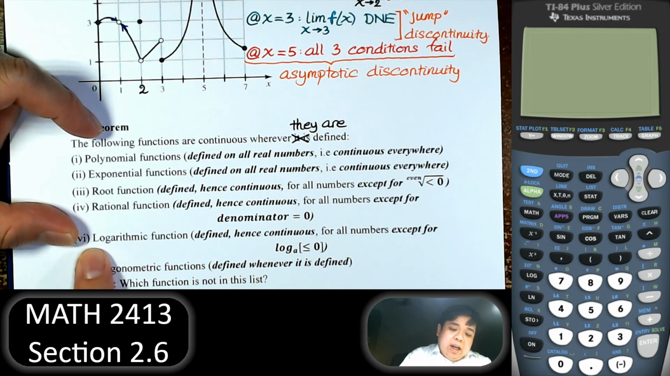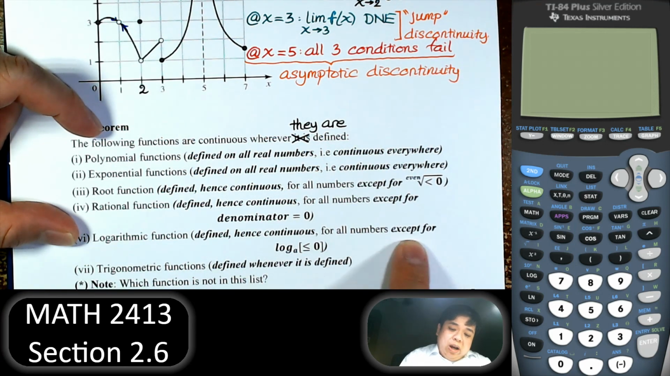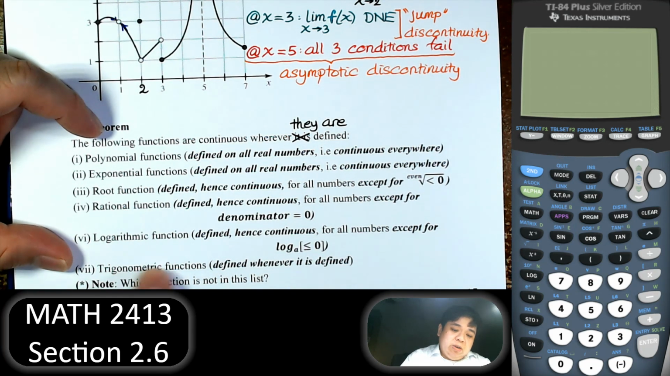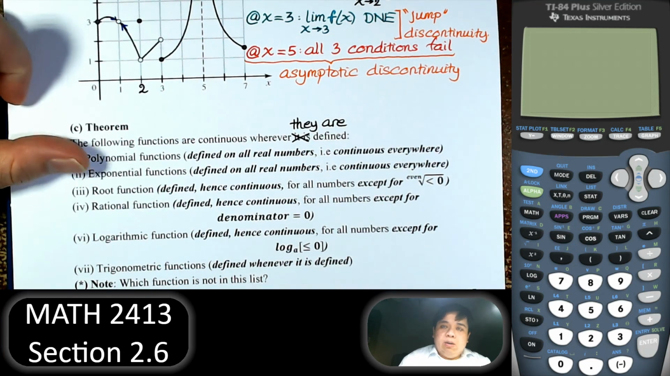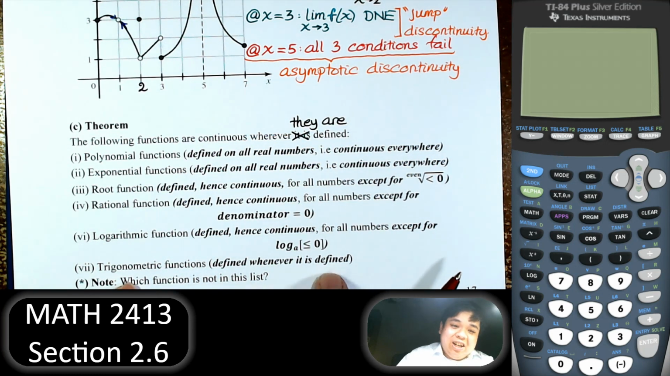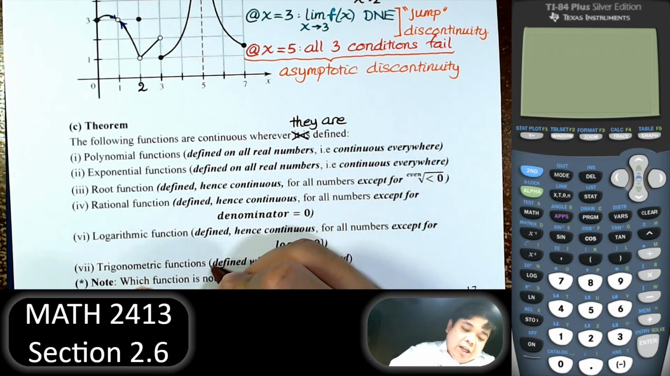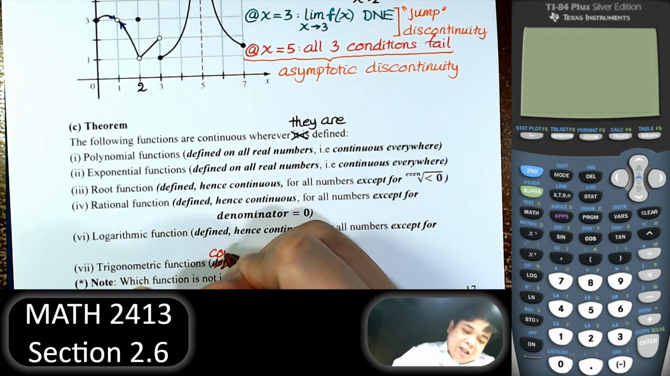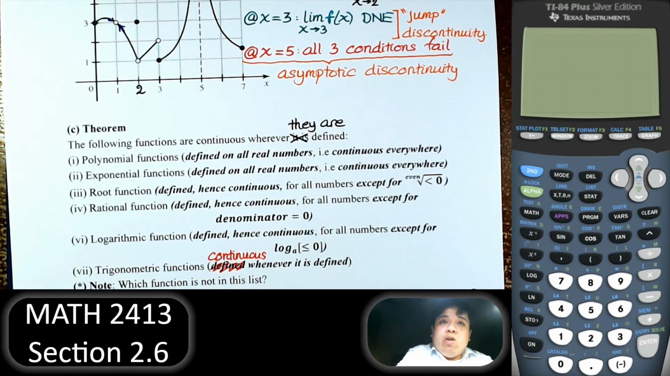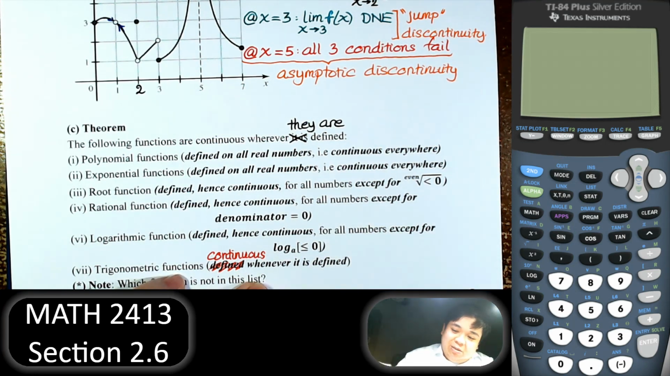A rational function, everything is good except for when we divide by 0. Logarithmic function is defined and continuous except for when we have log of a negative or 0. Trigonometric function defined whenever, but that doesn't make any sense. I'll change this note before I post it, so don't worry about it. A trigonometric function is continuous whenever it is defined.